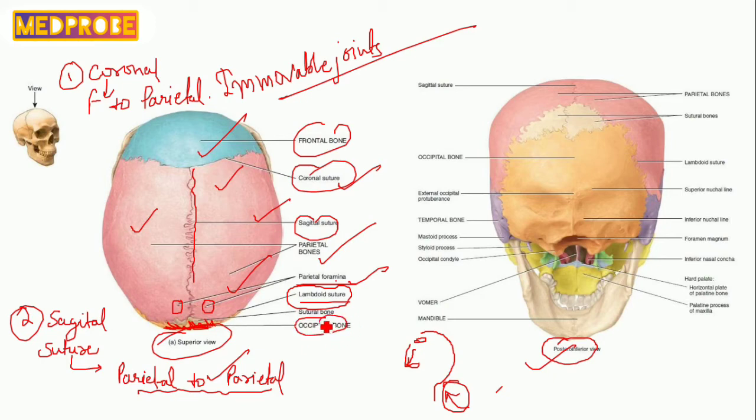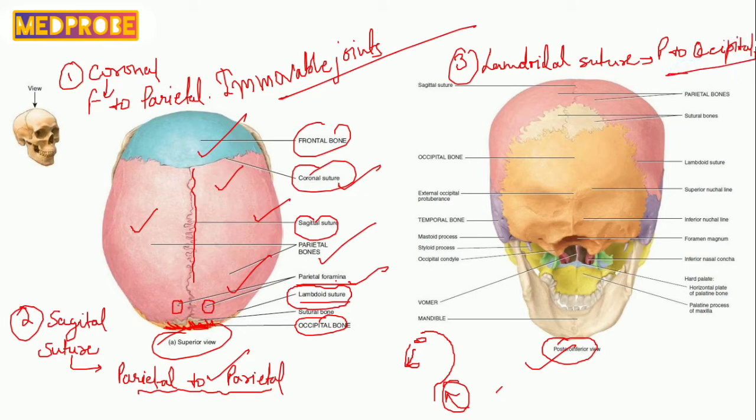So the third suture, which I'm writing here, is the lambdoidal suture. And what is the lambdoidal suture connecting? It is connecting parietal to occipital.